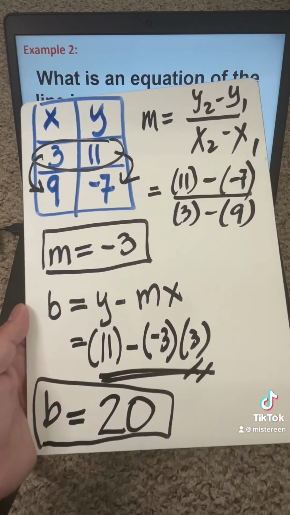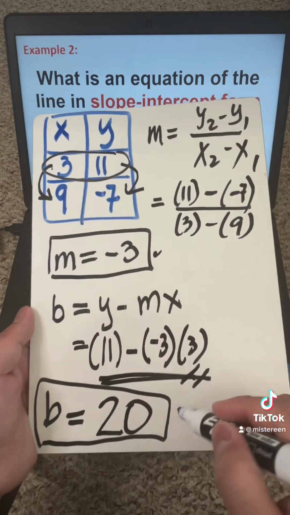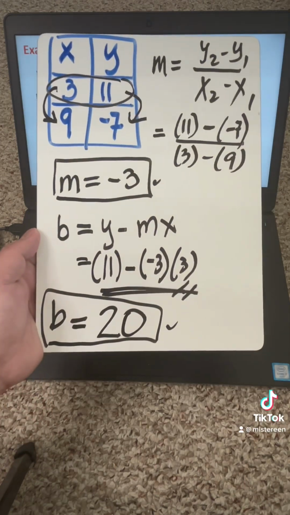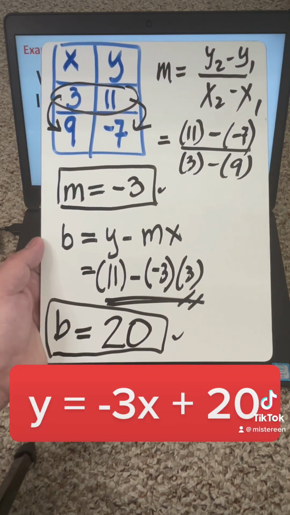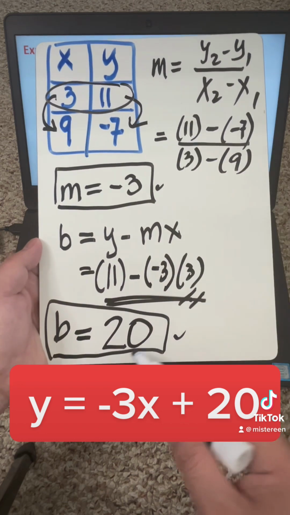So now, with m and b, your equation will be y is equal to negative 3x for your m, and then plus 20.